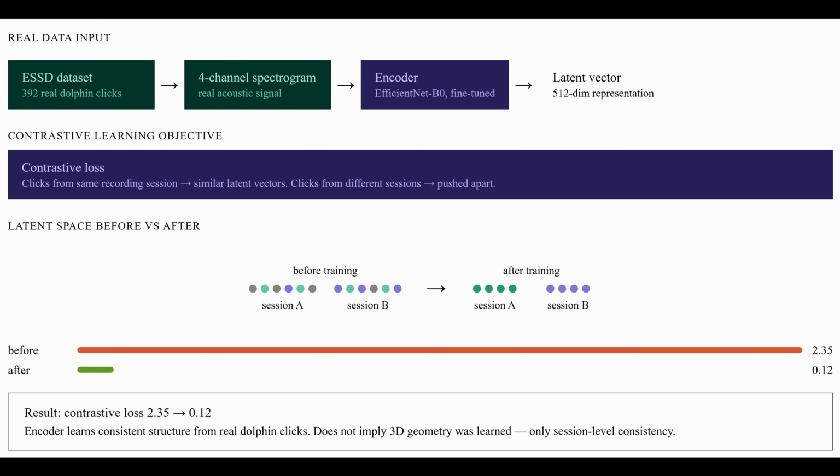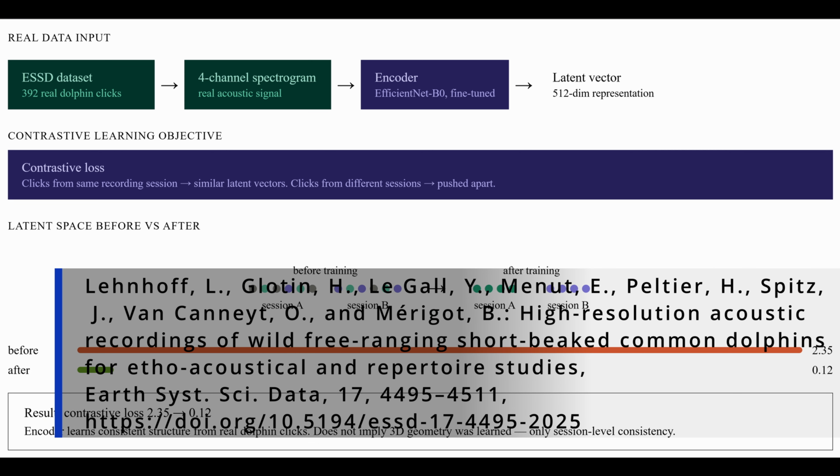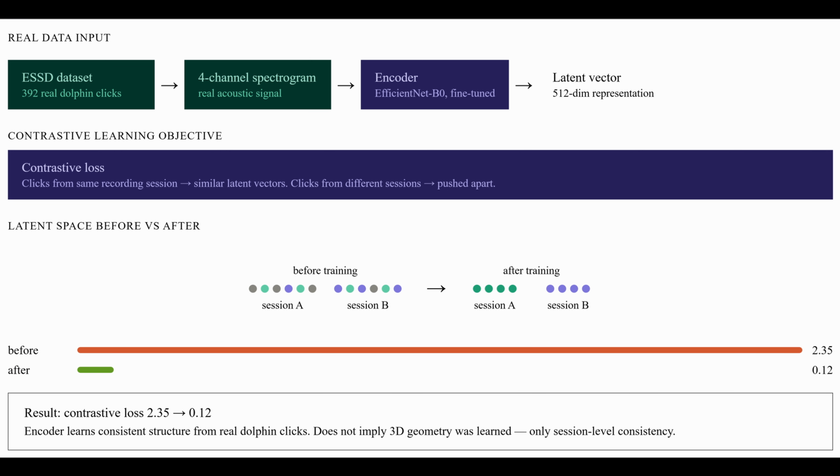In phase 3, we moved to real data. We took 392 dolphin click recordings from the ESSD dataset and applied contrastive learning. Clicks from the same recording session were pushed towards similar representations in latent space. The contrastive loss dropped from 2.35 to 0.12, which means the encoder did learn something consistent about real dolphin clicks, just not necessarily about the 3D geometry of what was being echolocated.